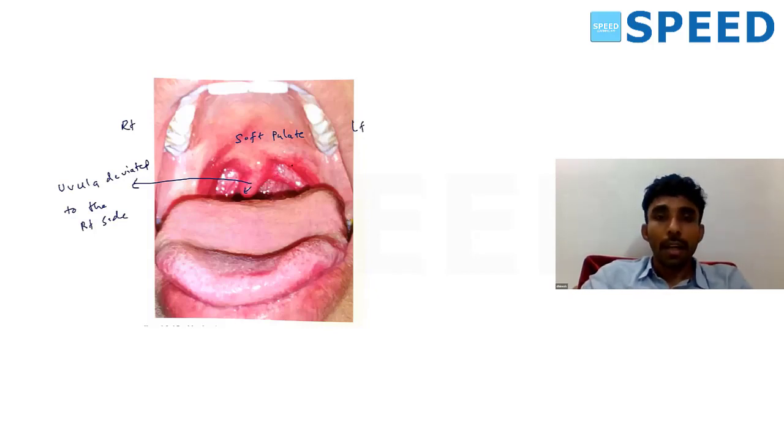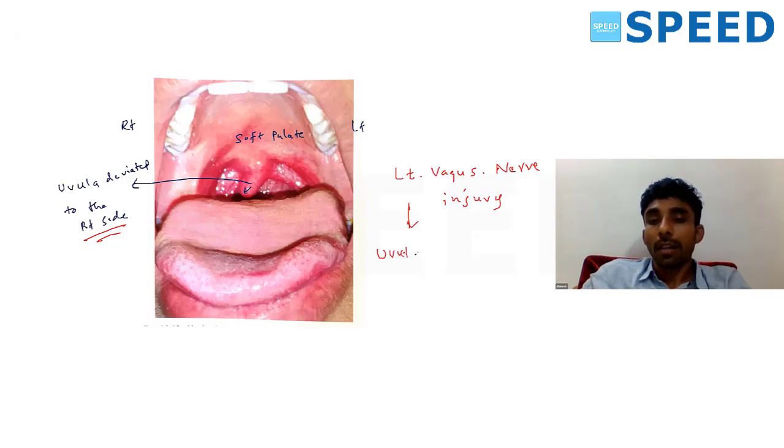So remember, the deviation of uvula towards one side is due to injury to the nerve of the opposite side. That is the concept here. This uvula is deviating to the right side. That means which nerve is getting injured in this condition? Left vagus nerve injury. In left vagus nerve injury, the uvula deviates to the normal side, that is the unaffected side.